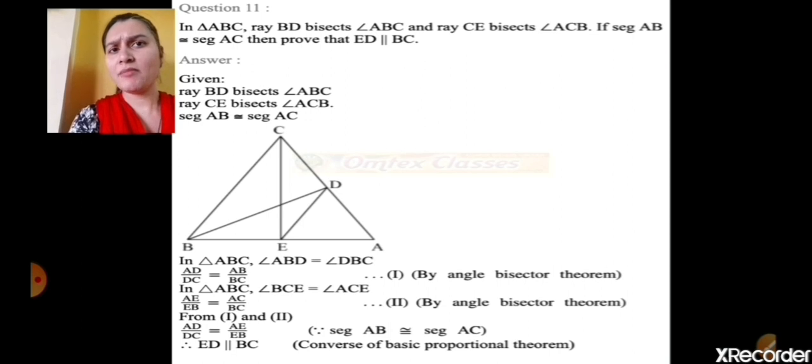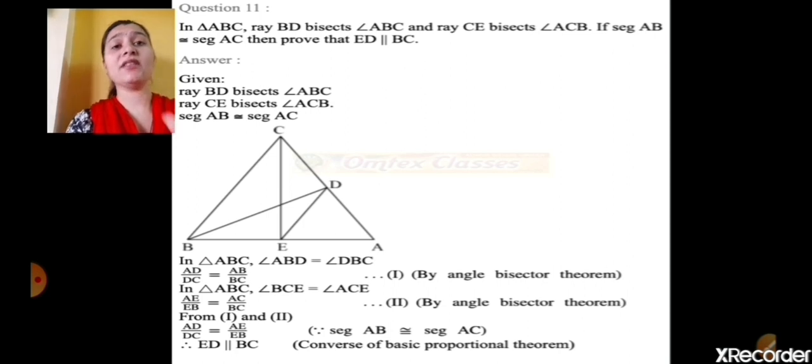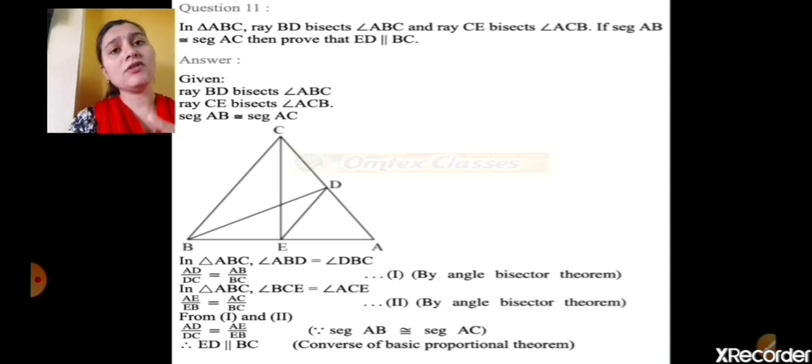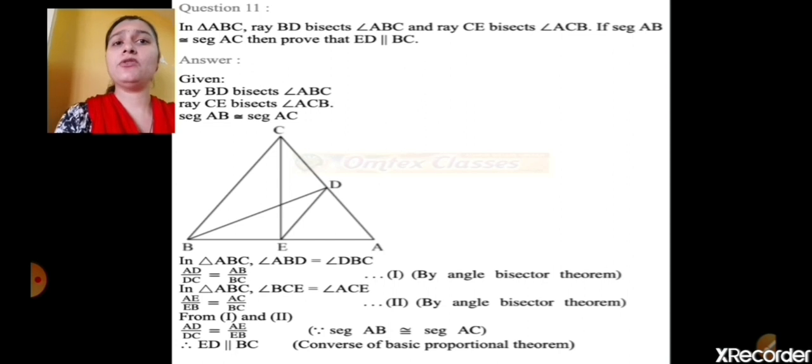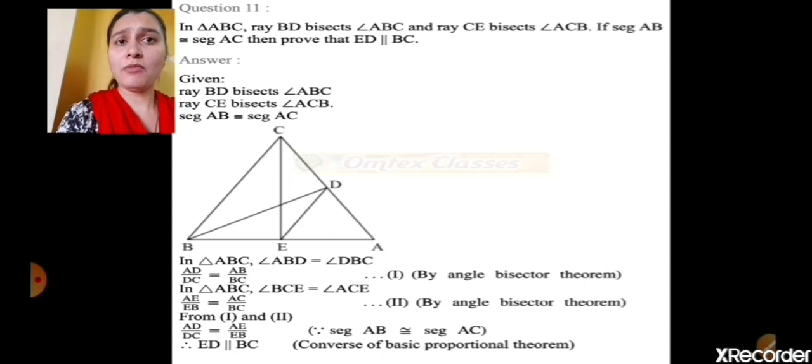Why am I using the angle bisector theorem here? Because angles are given. It is given that the ray is bisected. So you will be using two theorems here. First you will be using the angle bisector theorem, and second you will be using the converse of the BPT theorem. Okay, so I hope I am clear. Once you understand what you have to use here, how to prove this sum is very easy.